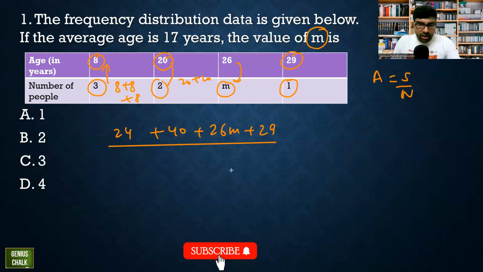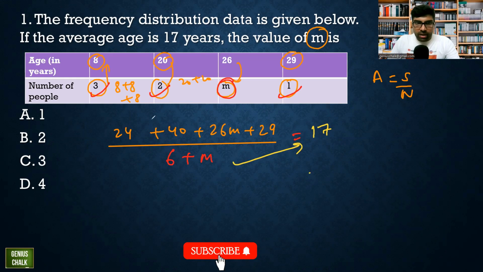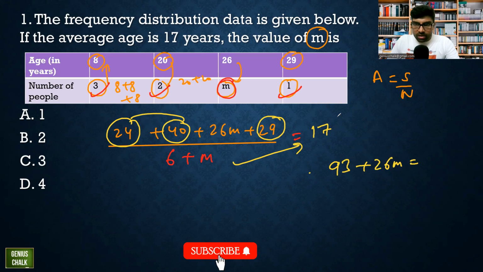Now to divide it by number of things. So number of things means how many people are there? 3 plus 2 plus 1, 6 plus M. And that is equal to the overall average, that is 17. So once it gets multiplied, we can write it like 64 plus 29, that is 93. So 93 plus 26M. 17 gets multiplied by 6, becomes 102, and 17 gets multiplied with M, it becomes 17M.